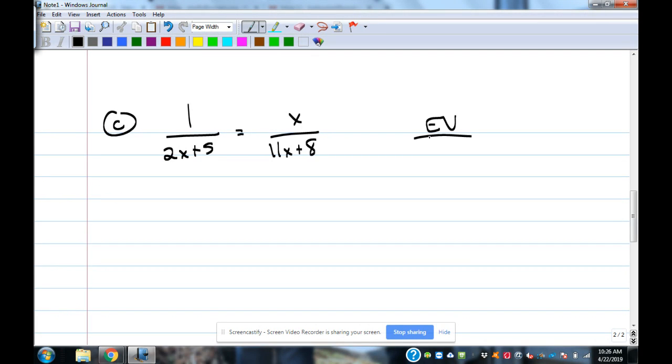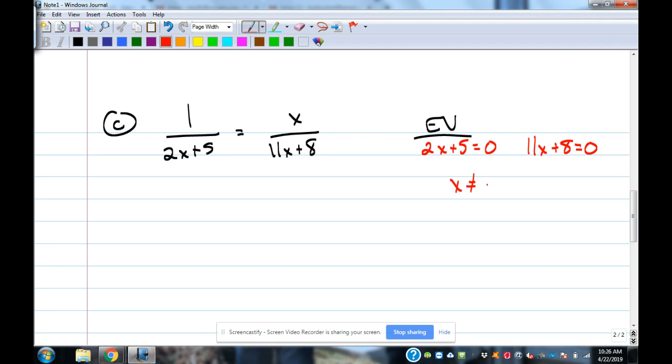I see x is in the denominator, so I've got to deal with excluded values. You want to find those first before you start working to solve this. So what do I do to find those excluded values again? Yeah, set the denominator equal to 0. So 2x plus 5 equals 0, 11x plus 8 equals 0, and solve those for x.